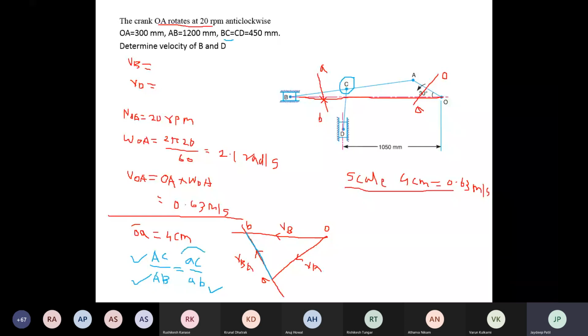Only one unknown is here, AC. You will get the AC by calculation or by using this ratio, and C is near to this B. You will get the C point, or you have to locate the AC distance. You will get the C point here by measuring or by calculating this AC using this ratio. You will get the location of C from A. Once you get C, you have to mark the point D.